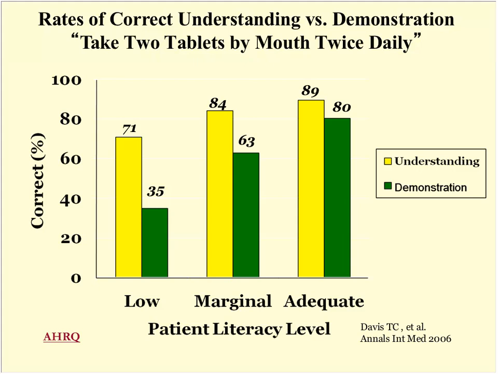I'm going to tell you that they changed the label to say, instead of take 2 tablets by mouth twice daily, they changed it to take 1 tablet in the morning and 1 at 5 p.m. Much more specific. And I will tell you that the green bars, what they demonstrated, were significantly different. Right now, what you're looking at, for the low literacy, it was 35% with the original. With the more specific, it went to 83%. Were able to demonstrate it correctly.